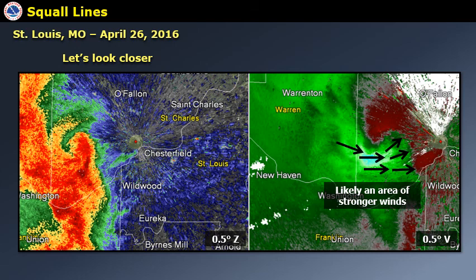Typically, these are outbound velocities. Now, at this interface where we've got the outbound and the inbound velocities, this would be the area with the enhanced risk for damaging winds and perhaps a tornado threat.